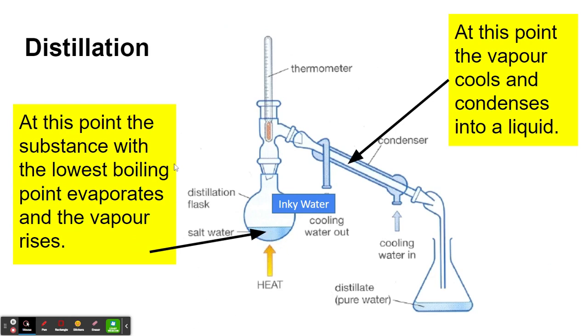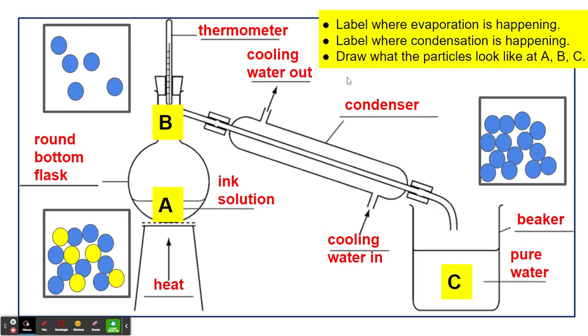Okay. So this is just giving you a little bit more information. So we've got the inky water. At this point, the substance with the lowest boiling point evaporates. The vapour will rise. So in the example that I've given you, it's the water that's got the lower boiling point, and therefore it will boil at a lower temperature, so you don't need to heat it to be as hot. So it could be inky water, it could be salty water, whatever. In both of these cases, it's the water that will evaporate. And then in the condenser, it will cool that vapour or that gas down so it condenses back into a liquid.